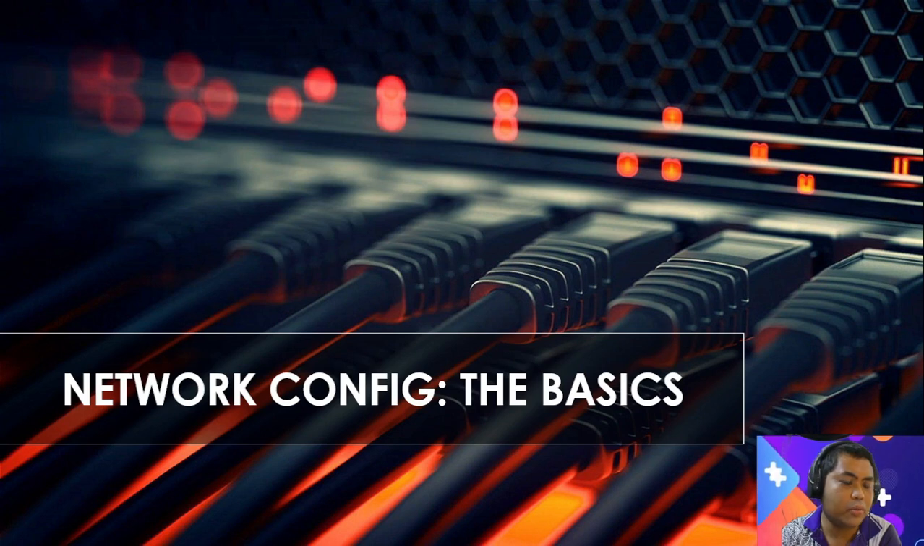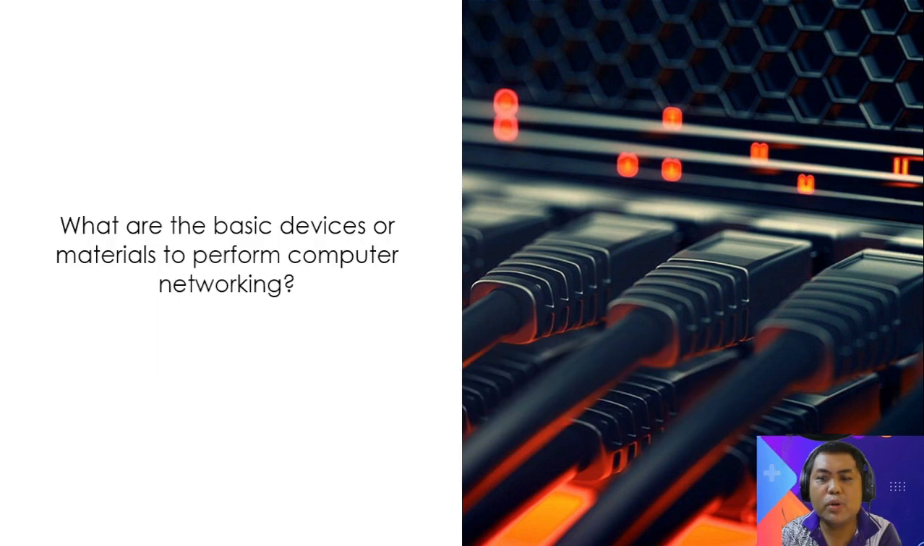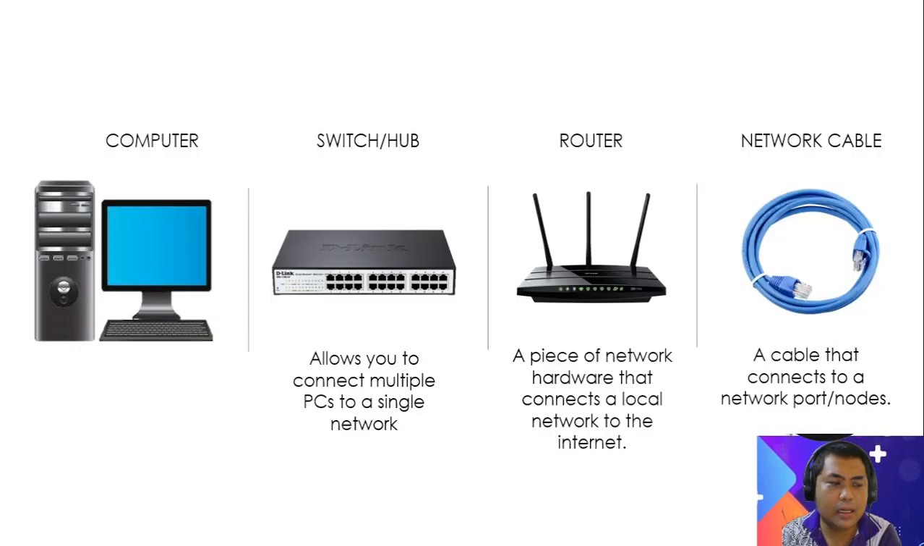Now, going back to basics. What do we need to perform computer networking? We mainly need 4 devices or 4 components. We mainly need a computer, a switch, a router, and a network cable. So, those are what we need to perform computer networking.